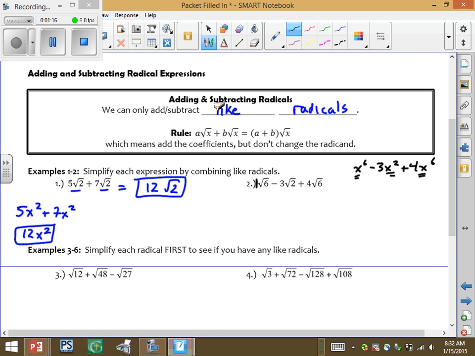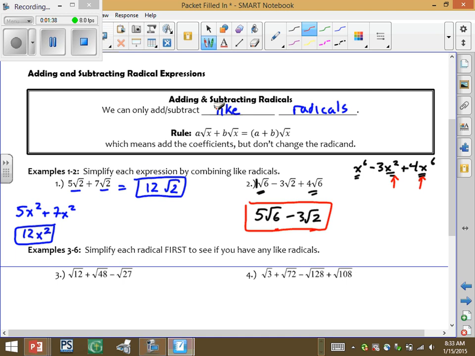So we look at the radicals in a lot of the same light. We can do this: 1 square root of 6 and the 4 square root of 6 means that we have 5 square root of 6 minus 3 square root of 2. And since the square root of 6 and square root of 2, pretend like that's these x squared and x to the 6th, you can't combine them, which means there's our final answer.